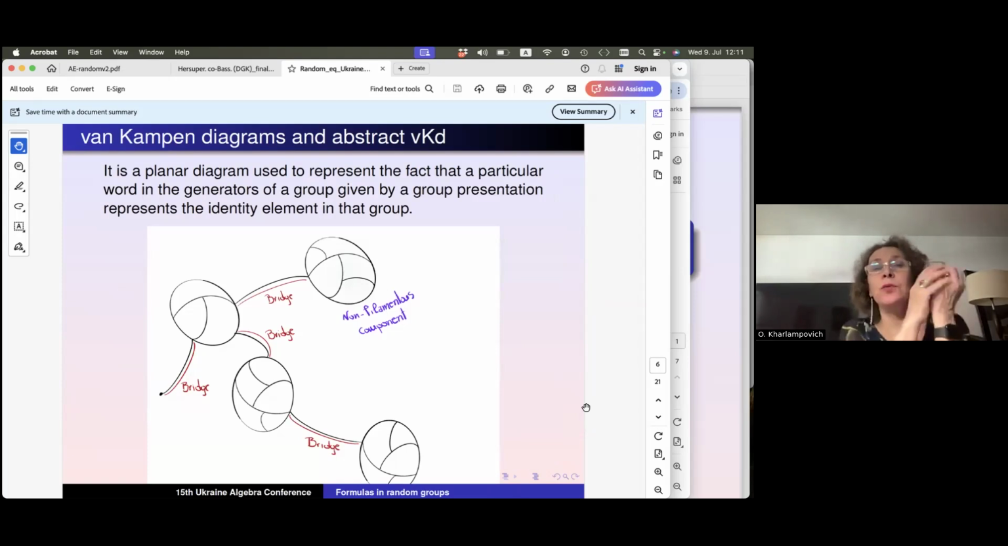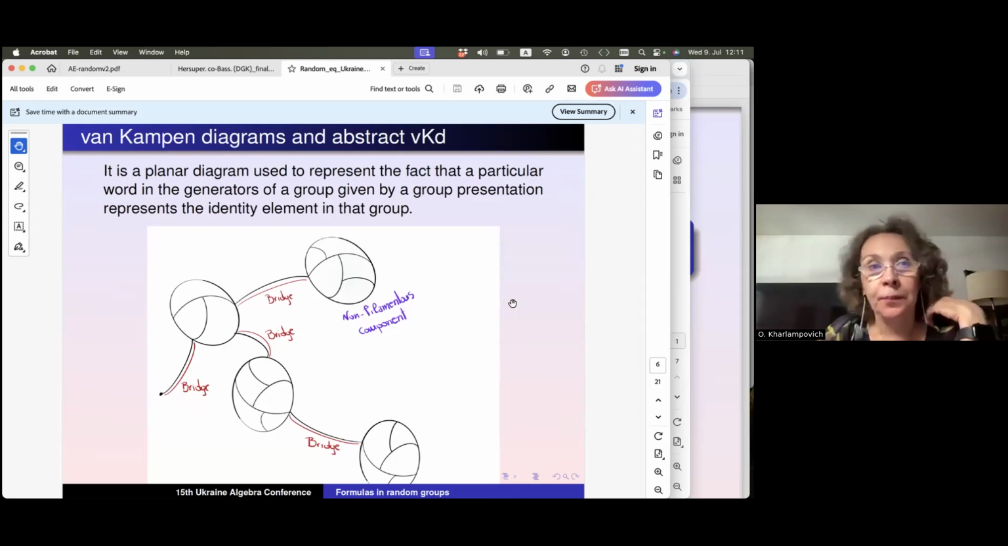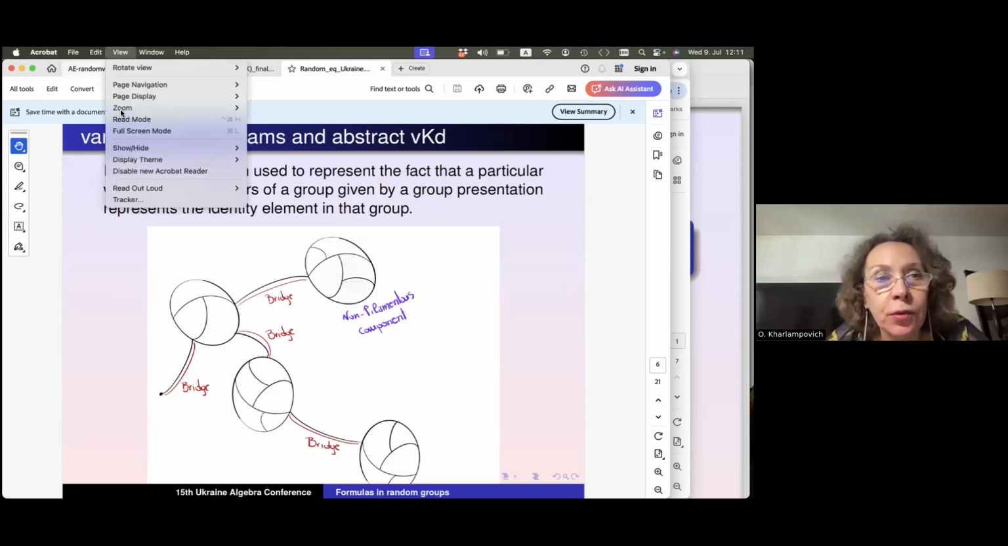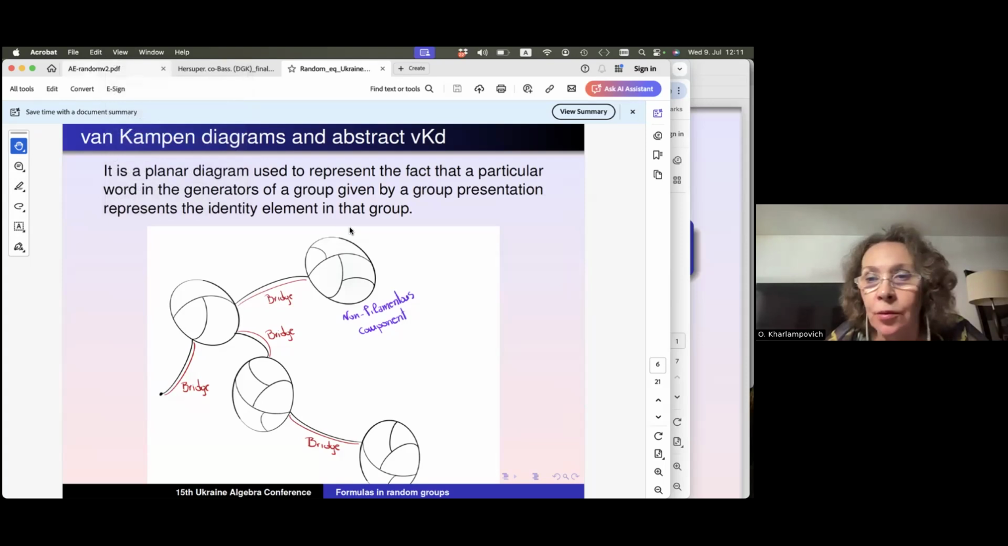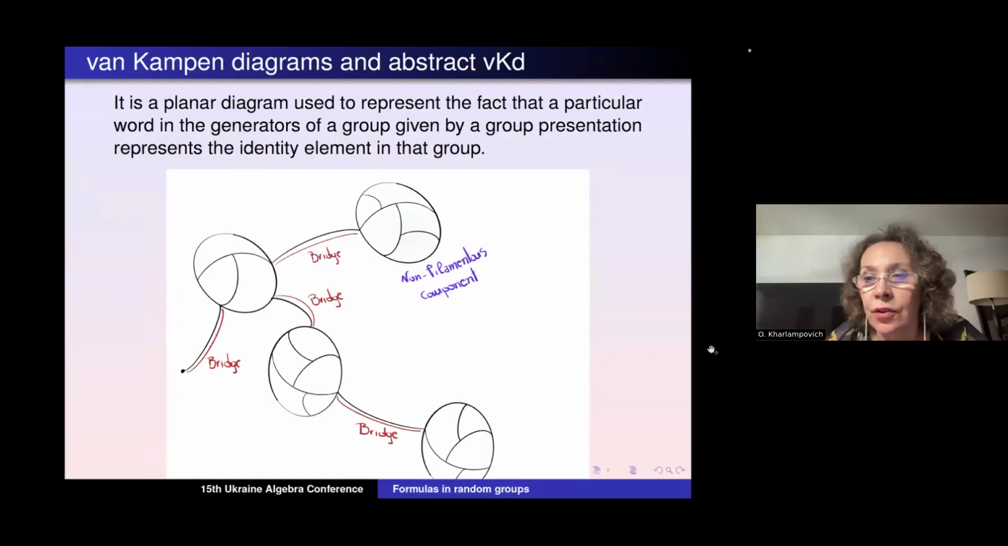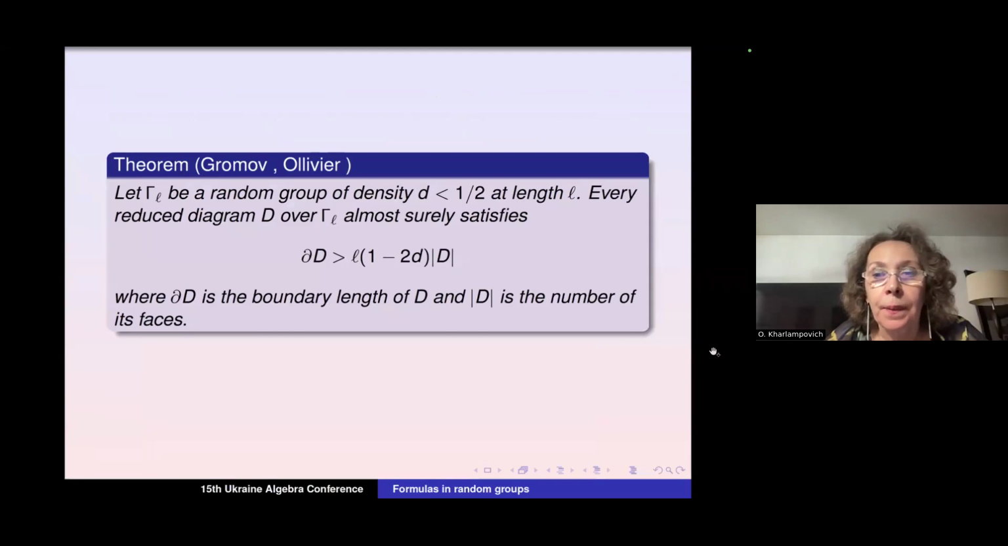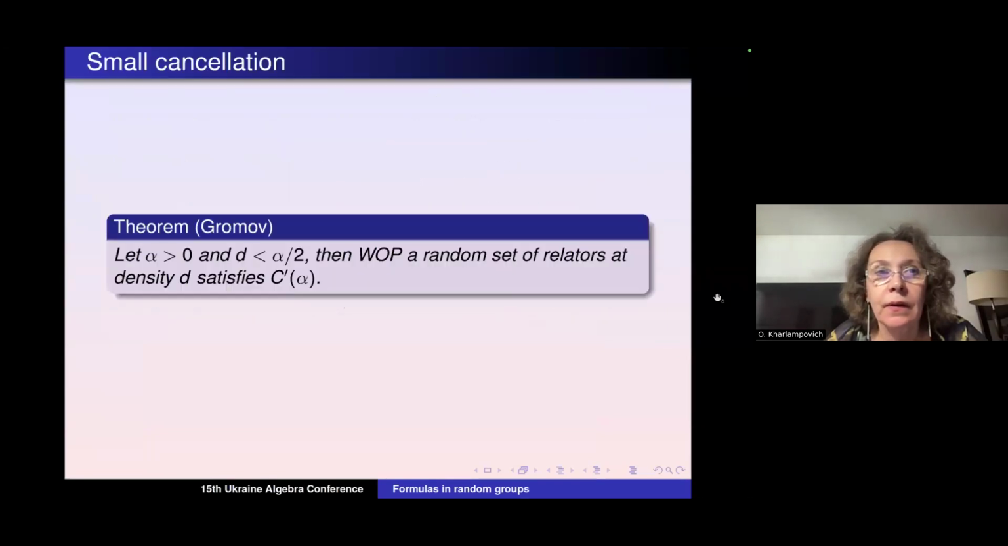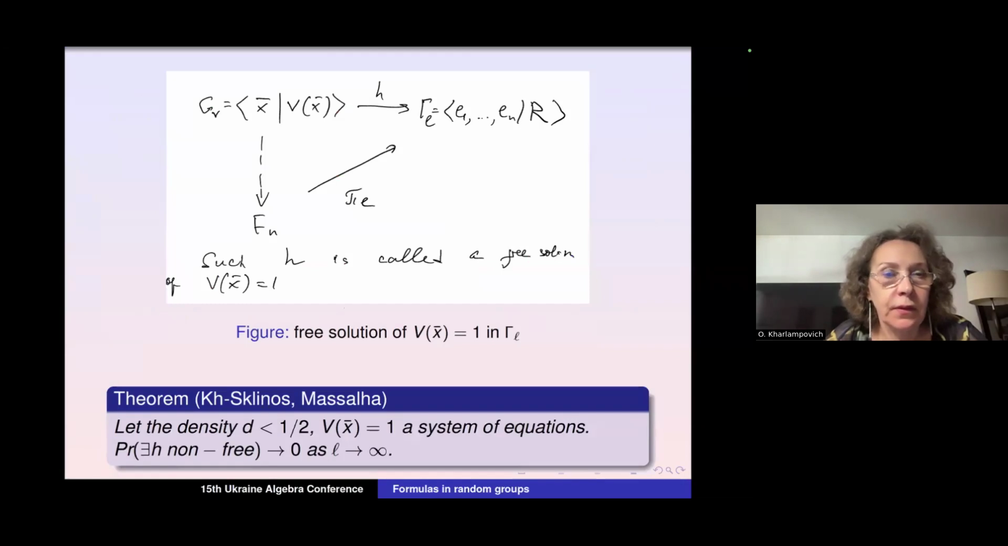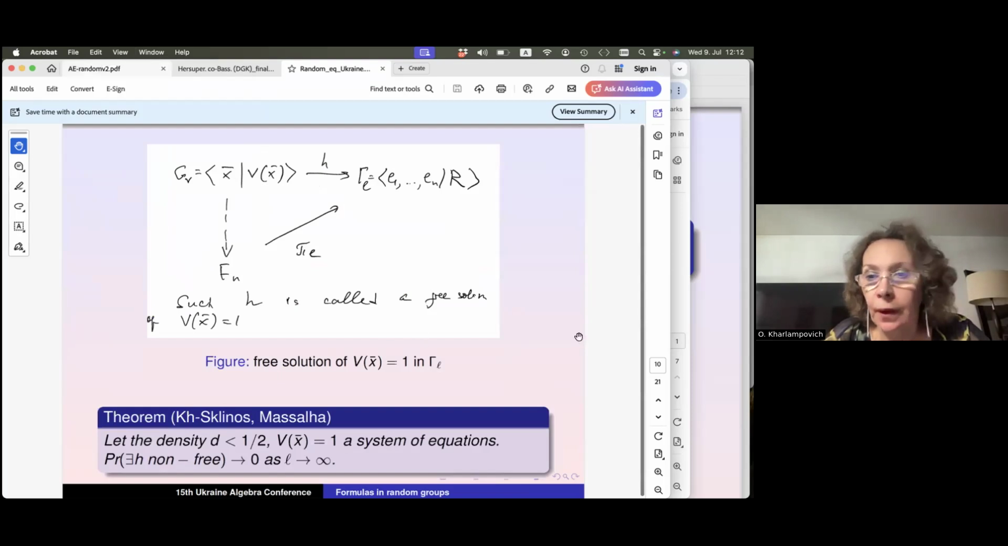Okay, now what kind of techniques are used here? We use the same technique as Gromov and Olivier used to prove that a random group is hyperbolic for d less than 1/2.